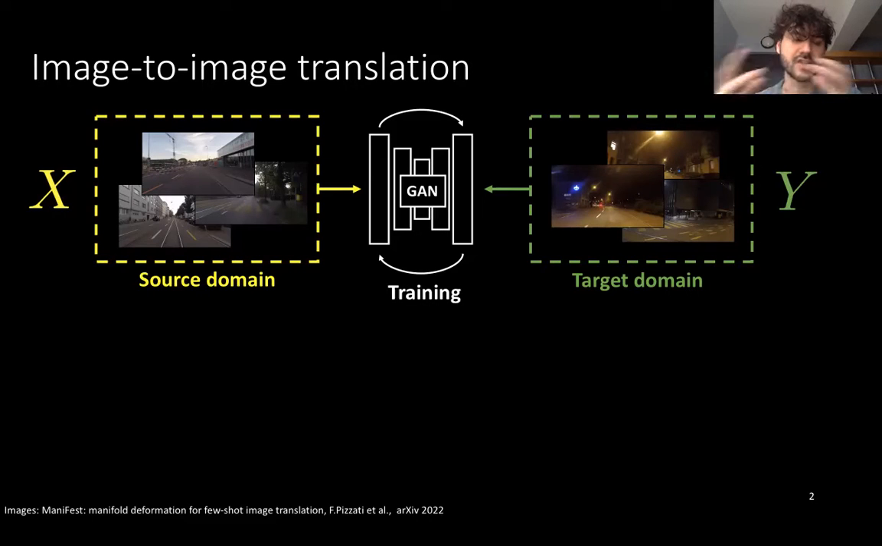The whole paper is about image-to-image translation, which is a task that is typically accomplished by using generative adversarial networks, so GANs. Let's suppose that we have a source domain that we call X and a target domain that we call Y, where with domain we identify some set of characteristics which are common inside a dataset. For instance, we can have the daytime domain and the nighttime one.